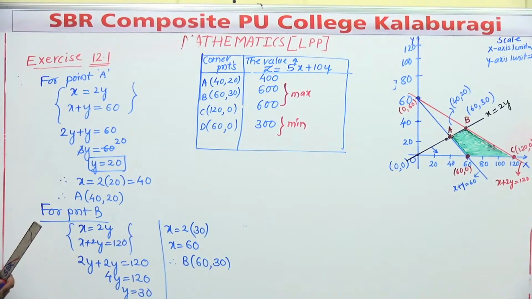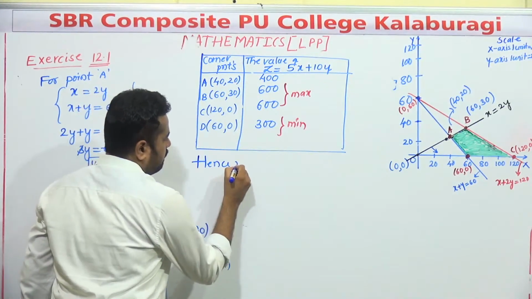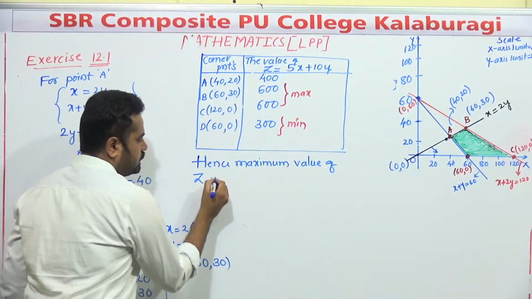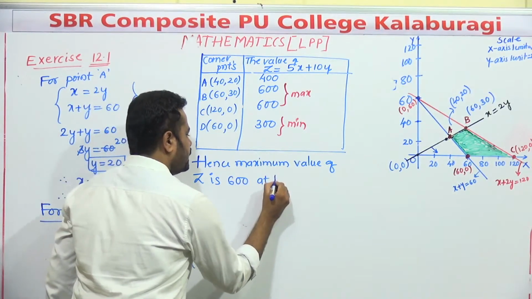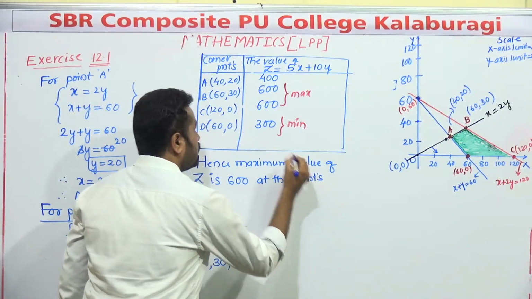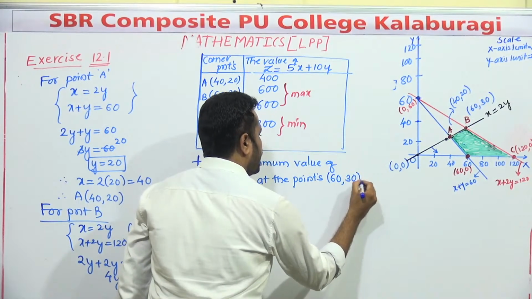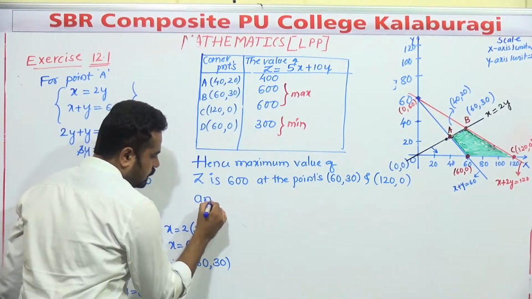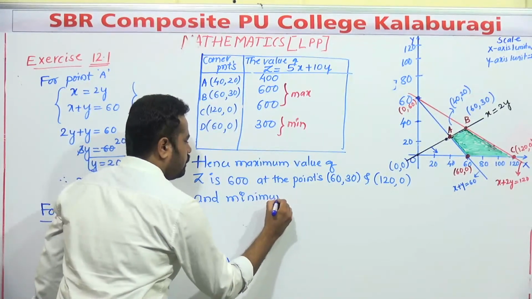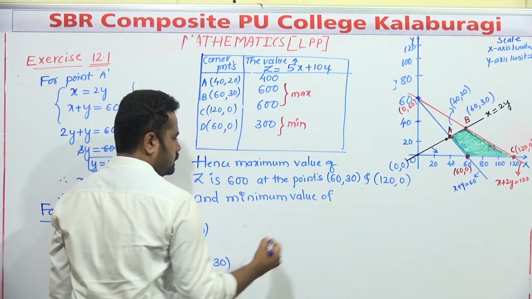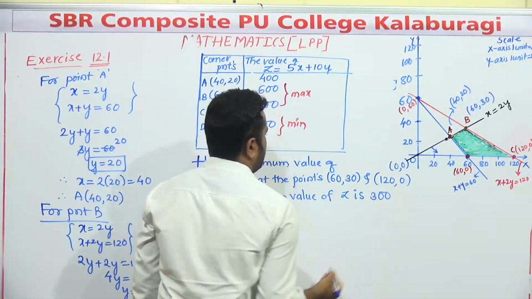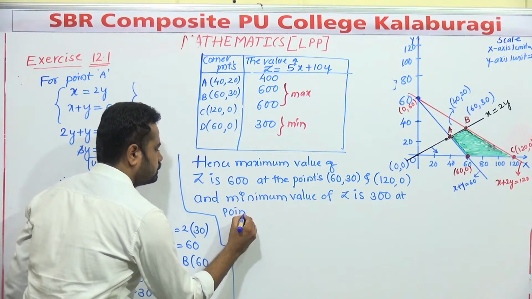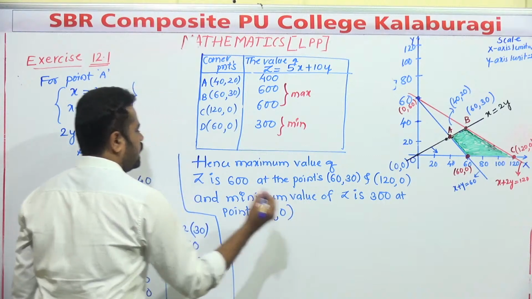Final answer: hence the maximum value of Z is 600 at the points 60, 30 and 120, 0. And the minimum value of Z is 300 at the point 60, 0. And this is the solution.